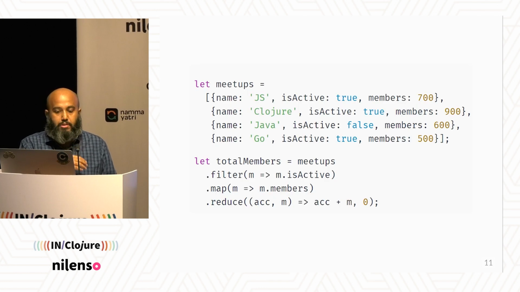Let's look at some example. This is in JavaScript. You have an array of objects or maps, and you write this sort of pipeline where you have higher order functions and first class functions to sum up the total members of active programming language communities. Just to give you an idea if you are not familiar with functional programming.